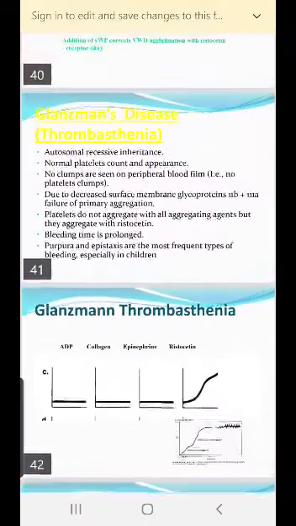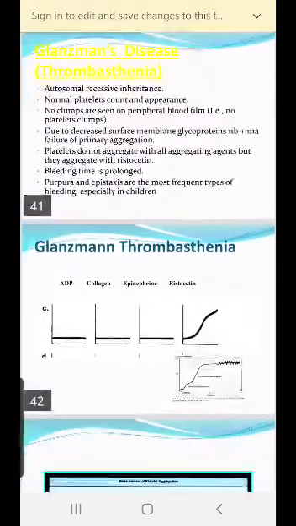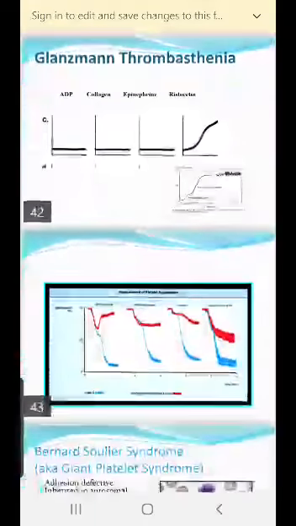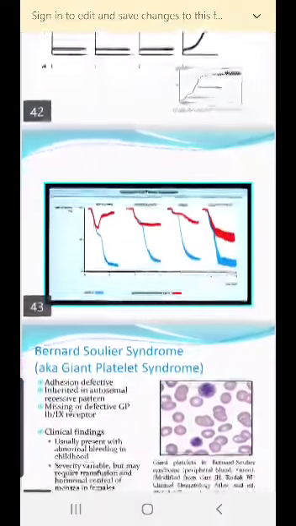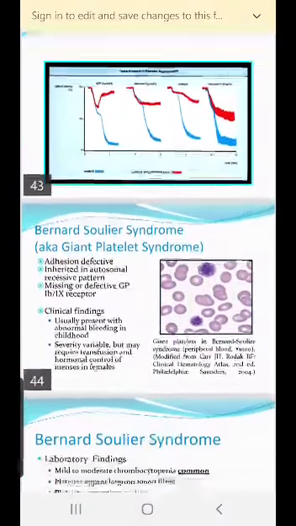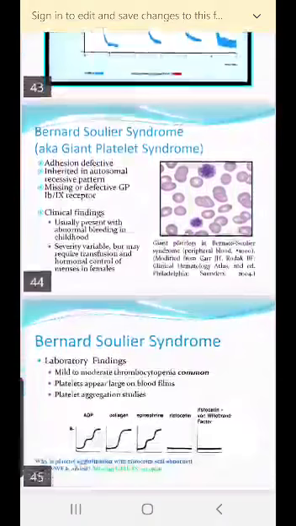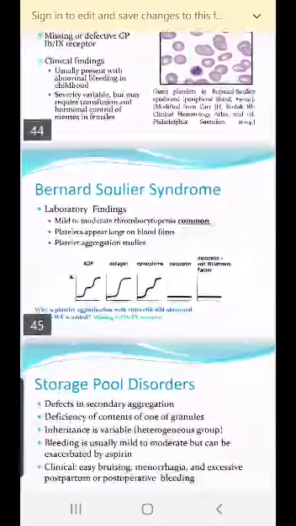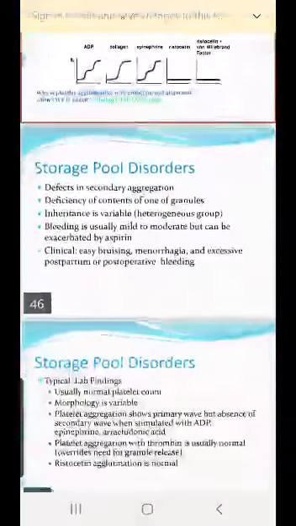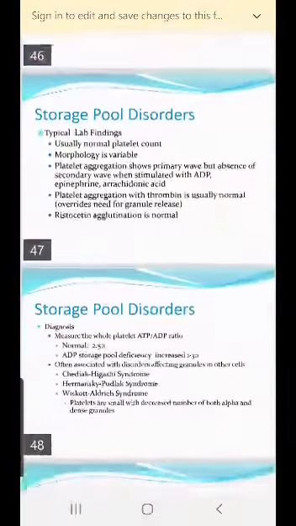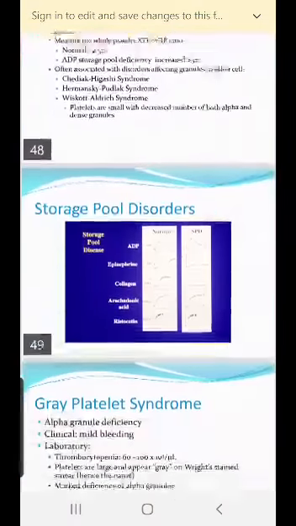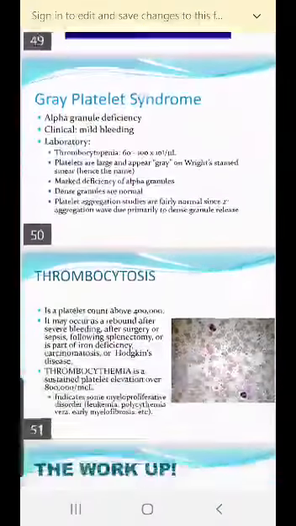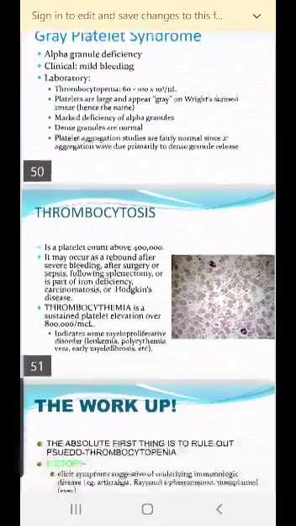So this is a little bit detail of this Glanzmann thrombasthenia. Not very important for you. If you don't have time, you can skip over it. But I do believe in giving some extra knowledge and extra information to the students, so that in case they have a doubt or if they want to refer something, they can do it. So storage pool disorders, it is not important for you. You can leave that. Gray platelet syndrome also you can skip.